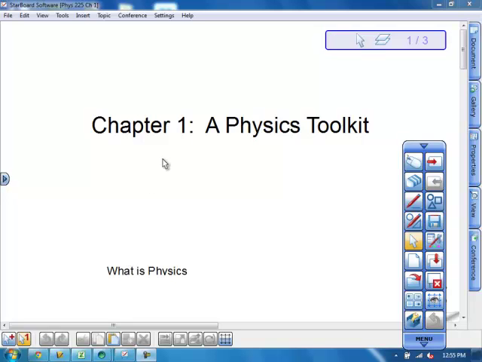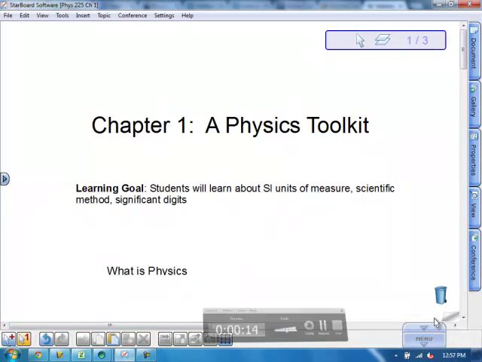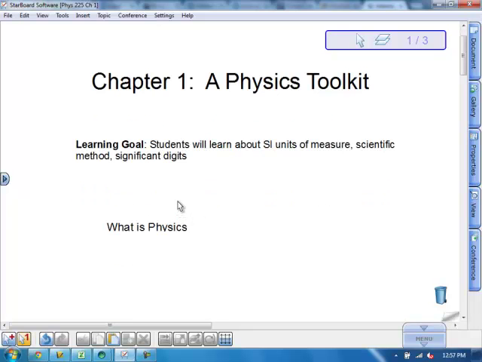Okay, we're starting chapter 1. We're going to talk about physics today, some units, basically the scientific process, and significant digits. So our learning goal today is that students will learn about SI units of measure, the scientific method, and significant digits. Okay, first of all, what is physics?